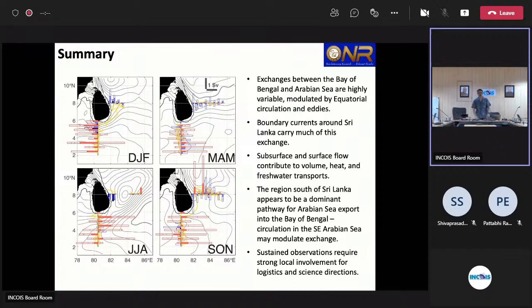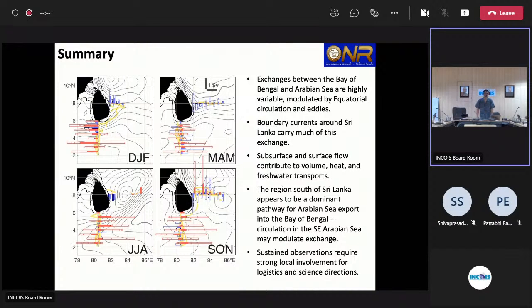From this, we think that the region south of Sri Lanka is actually one of the dominant pathways for Arabian Sea export into the Bay of Bengal, and vice versa for fresh water coming into the Arabian Sea, flowing into the mini warm pool. This is in contrast to some more recent observations that suggest that more offshore pathways are the dominant ones. But this would suggest that these are also important.